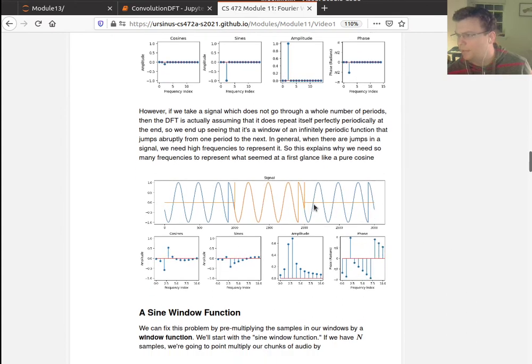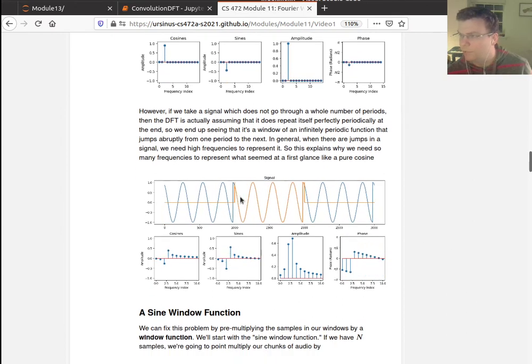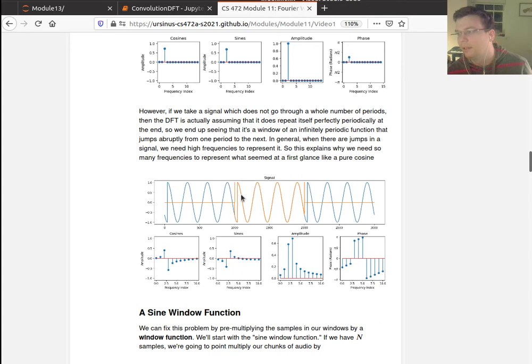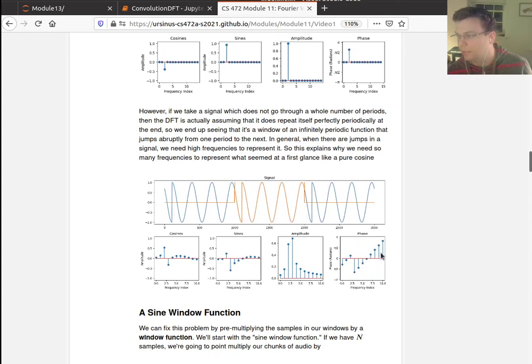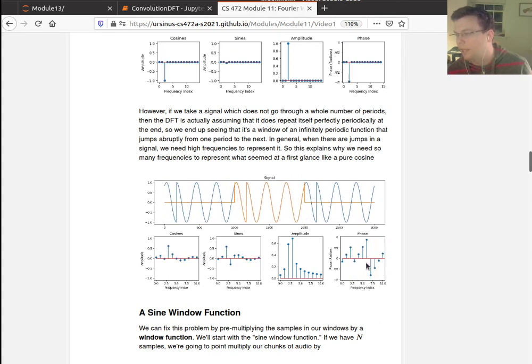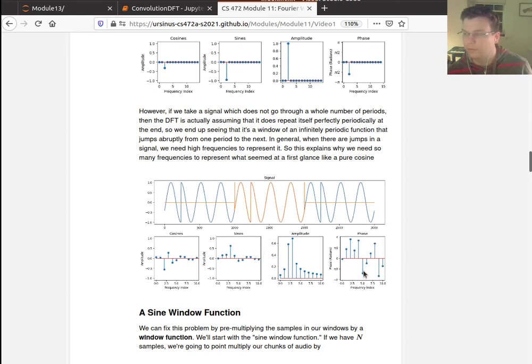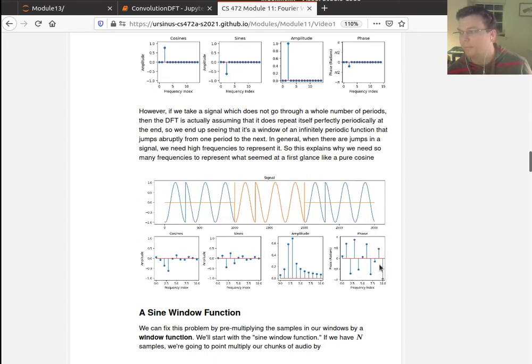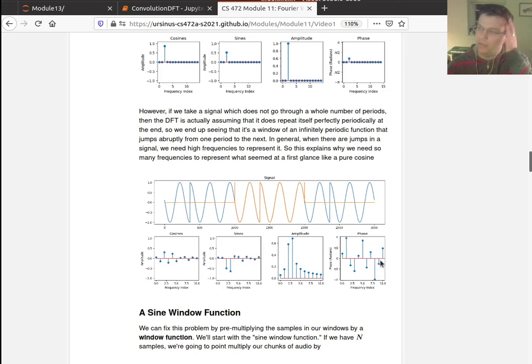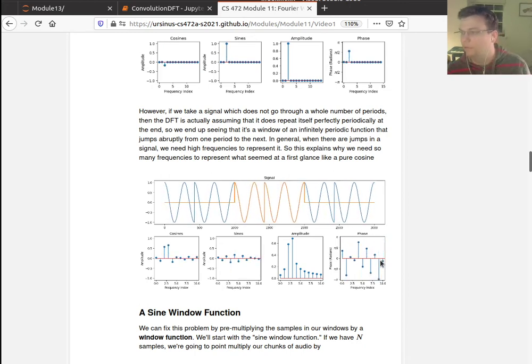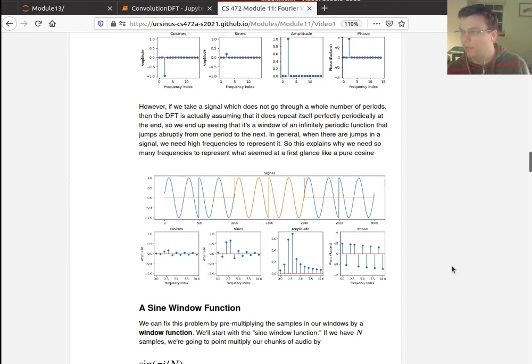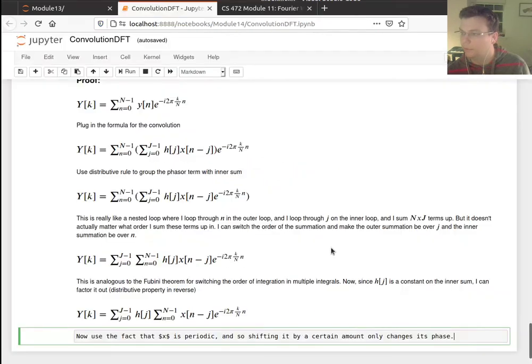And same thing with any signal. I'm assuming that it's infinitely periodic. I mean, some weird stuff can happen. This is the windowing effect that we talked about, but it only changes the phase of all the Fourier coefficients. It doesn't change their amplitude. The other thing to remember is that actually the phase of higher frequencies changes faster as we shift by the same amount.